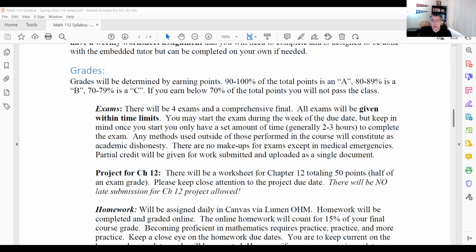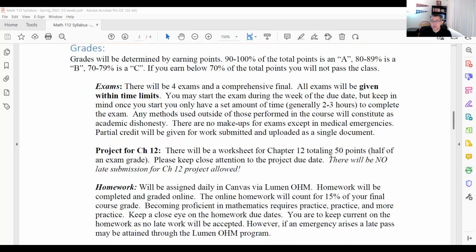There are no makeups for exams except in medical emergencies. Partial credit will be given for work submitted and uploaded as a single document.